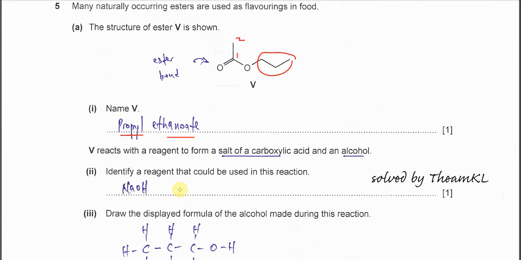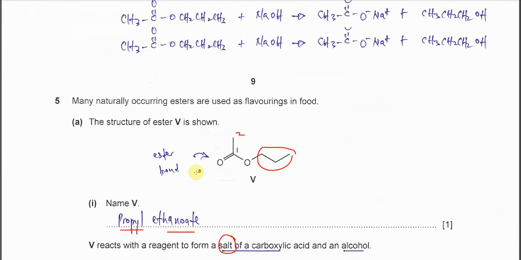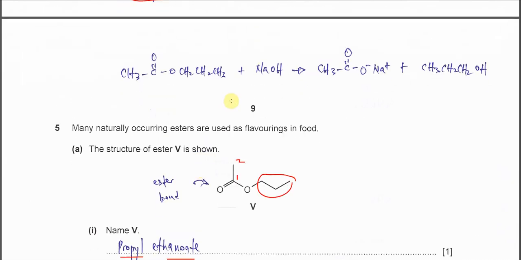V reacts with a reagent to form a salt of carboxylic acid, a salt, and alcohol. Identify a reagent that could be used in this reaction. So we must use sodium hydroxide. Why? Okay, because of this.